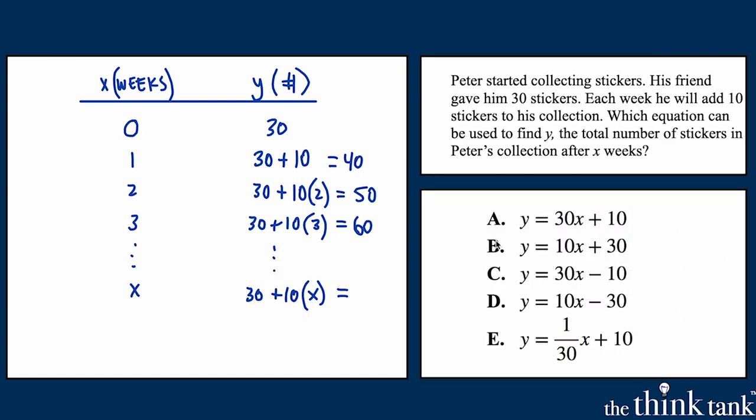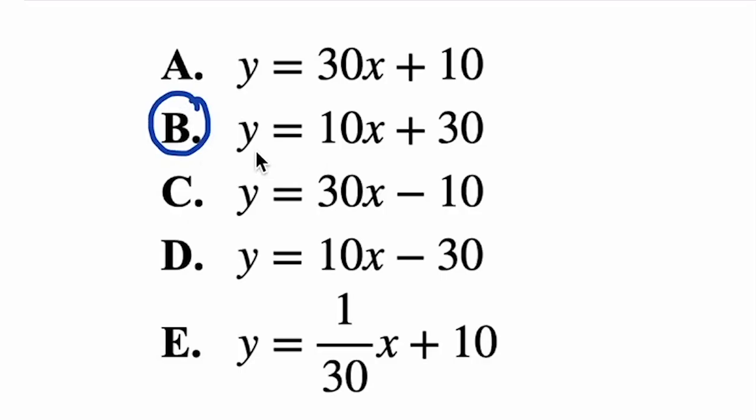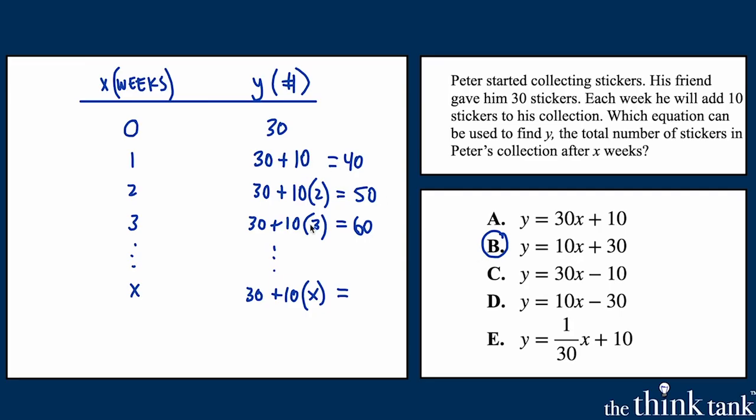And if we look carefully through our options, we can see that's the same as option B. His number of stickers is going to be the 30 that he started with plus 10 for every week that he keeps collecting. And this is exactly the approach that we took to figure out the specific numbers, but now we've generalized it down here to say, hey, here's our general rule to figure out how many stickers he's going to have after X weeks.